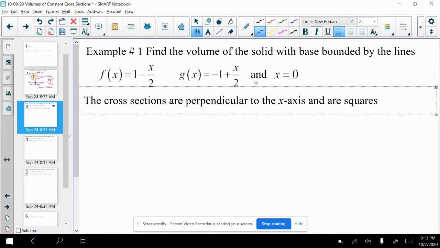So here's our idea. Oh, I should have made pictures, but I guess I'll have to just make them here. It says find the volume of a solid with base bounded by these lines. This is f of x equals 1 minus x over 2, which I know is actually just a line with a positive intercept and a negative slope. So I'm going to draw something like this, right? When x is 0, we get y equals 1. This is f of x.